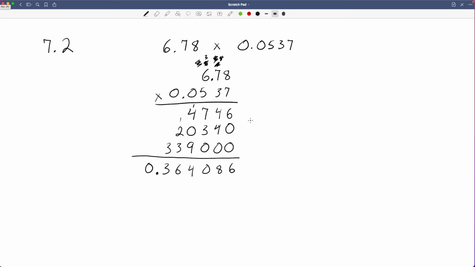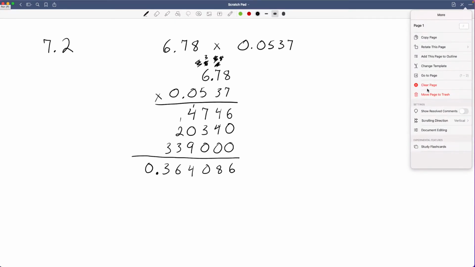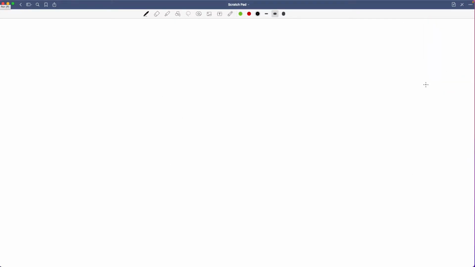So now let's talk about division of decimals. So I'm going to clear the page. And division of decimals is very similar in that we adjust for the decimal. But the difference in multiplication and division is that when we divide, we adjust for the decimal first before we do the math. With multiplication, we adjust for the decimal after we do the math. With division, we adjust for the decimal before we do the math.